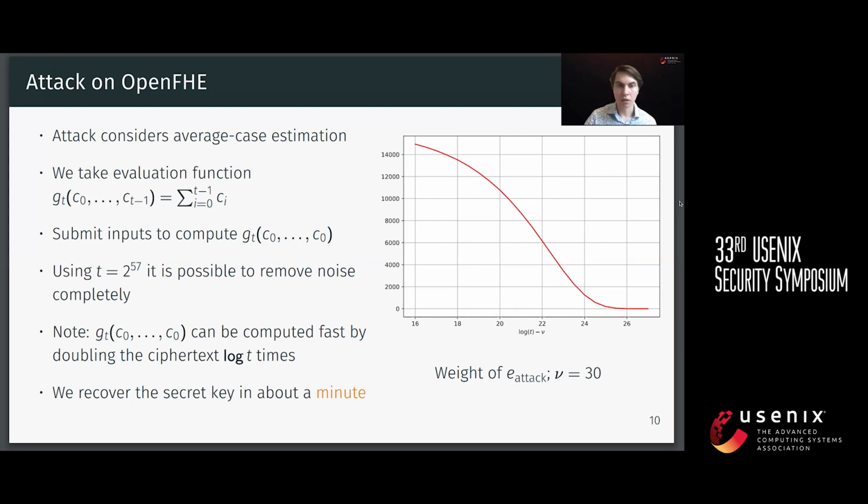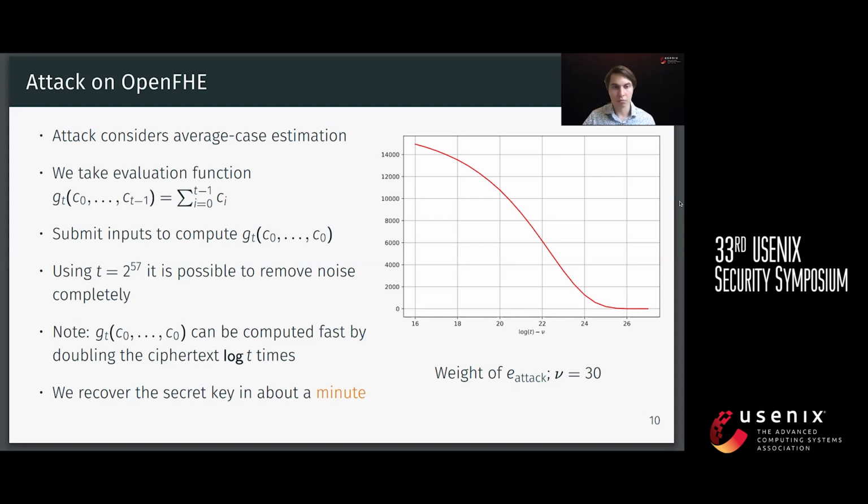the noise gets smaller, and the figure shows the weight of the added noise. So if the weight is 0, then there is no noise. And we can see that at the value of T of 2 to the 57, the noise is just constant 0, which means we don't have noise, and we can trivially recover the secret key.